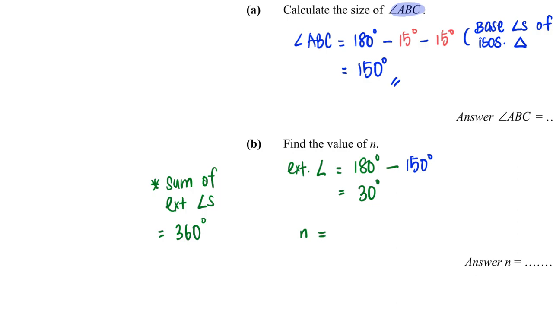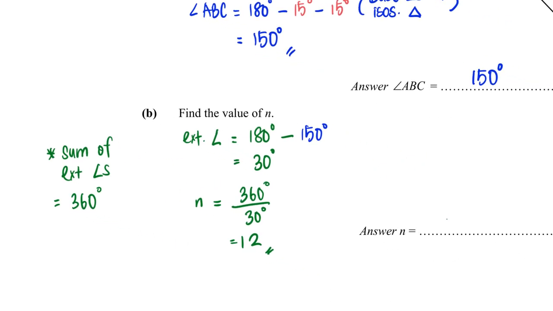Because if I know how many 30 degrees there are, the number of exterior angles and the number of sides are the same. So for n, it is simply division. And therefore n is 12.